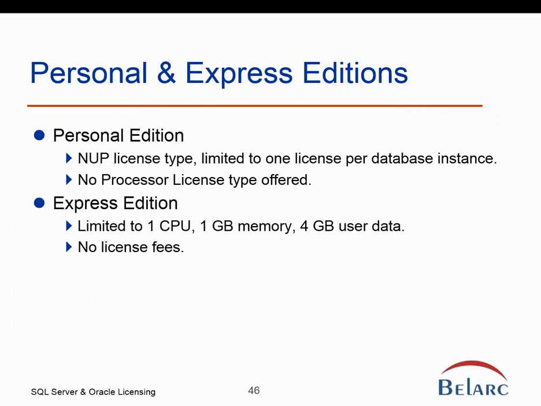Okay, and finally the last 2 editions. The personal one is very straightforward. You cannot use it with a processor license. You simply have to get 1 named user, and that allows you to run 1 database instance. So it's really personal. It's 1 user can run 1 database on 1 computer, and that's it. And then the Express Edition is the free edition, so licensing rules in a sense don't exist. You can just use it. And there's a usage limitation, limiting the size of the computer you can put it on.